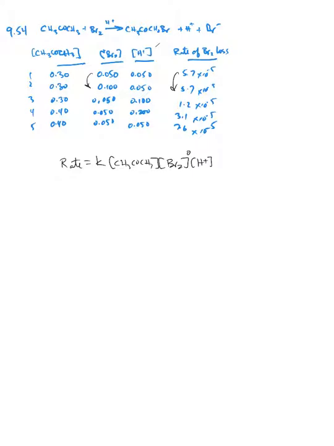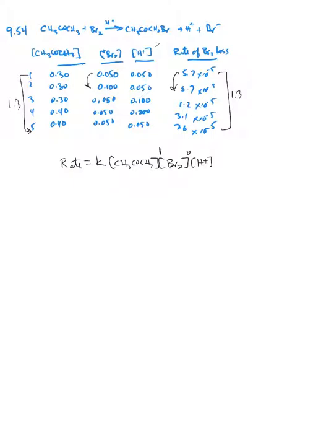If I compare experiment 1 and experiment 5, I have a roughly 1 1/3 increase in the concentration of, is this acetone? Looks like acetone. And I have about a 1 1/3 increase in the rate. So that tells me I've got first order dependence in the acetone.